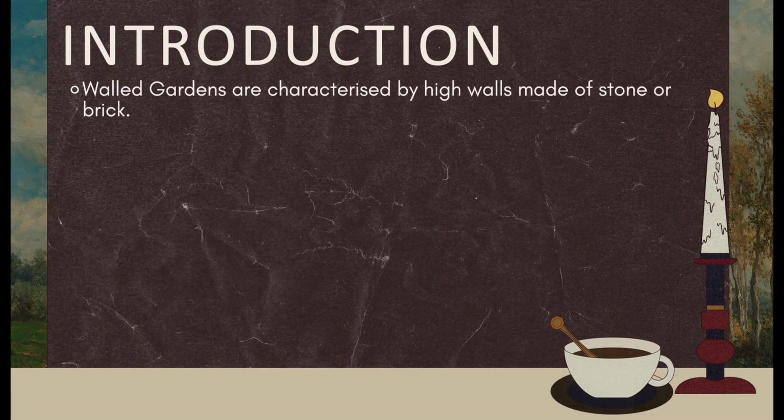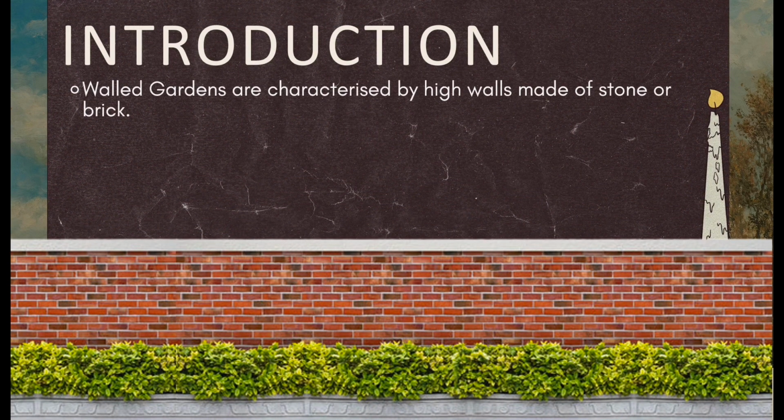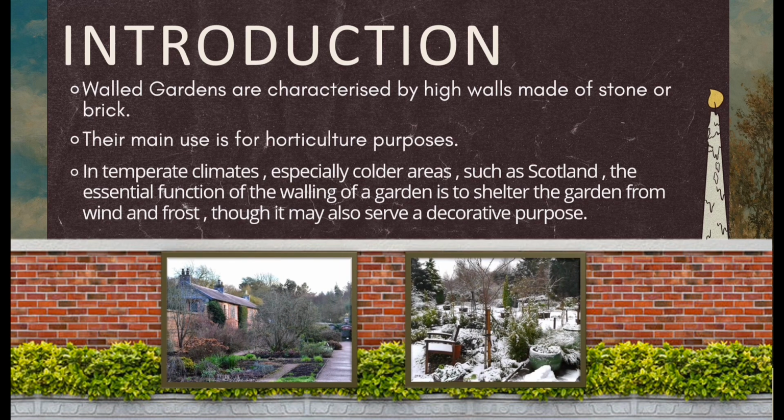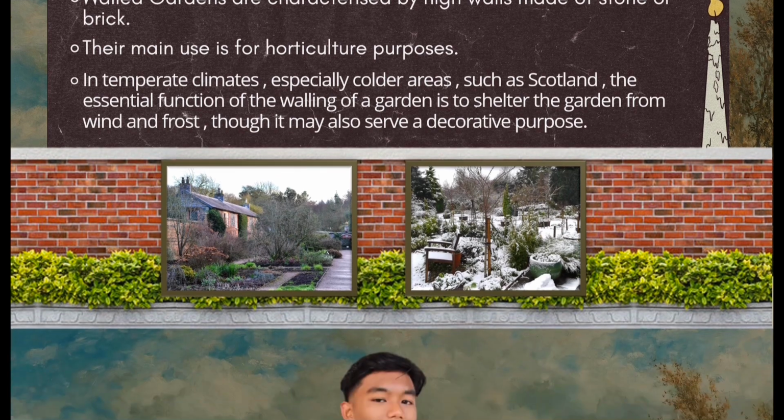Walled gardens are characterized by high walls made of stone or brick. The main use is for horticulture purposes. In temperate climates, especially the coldest areas such as Scotland, the essential function of the walling of a garden is to shelter the garden from wind and frost. Thus, it may also serve a decorative purpose.